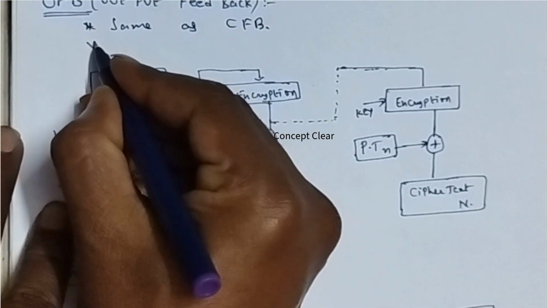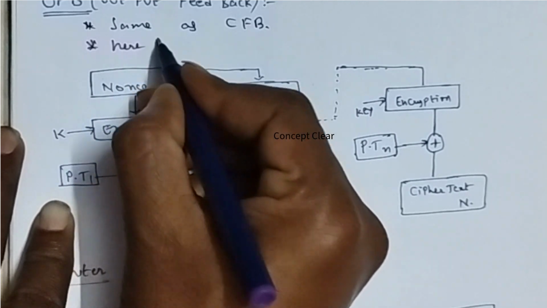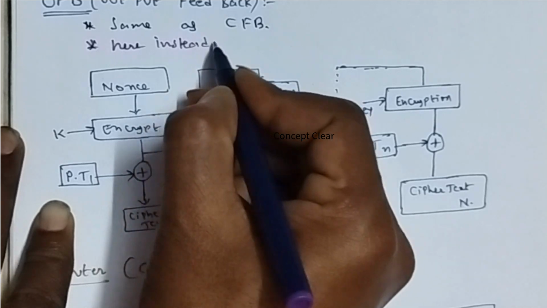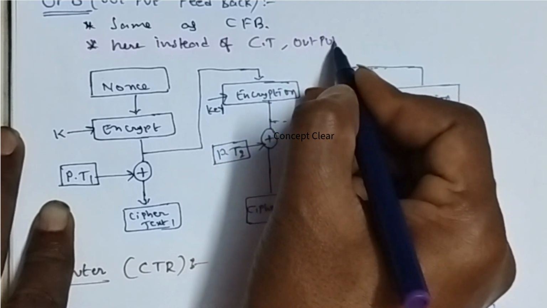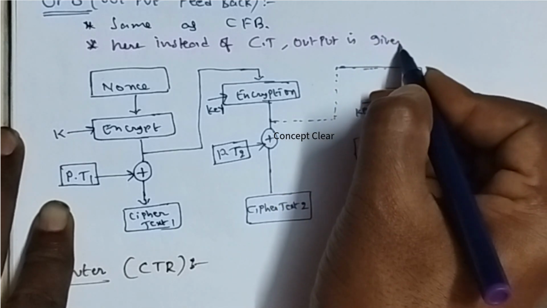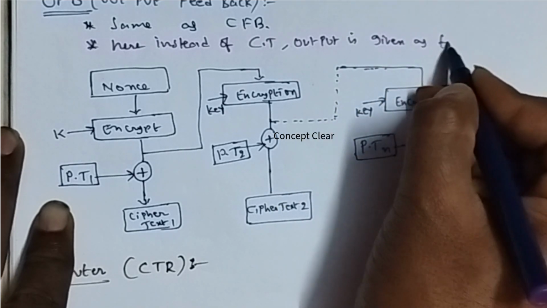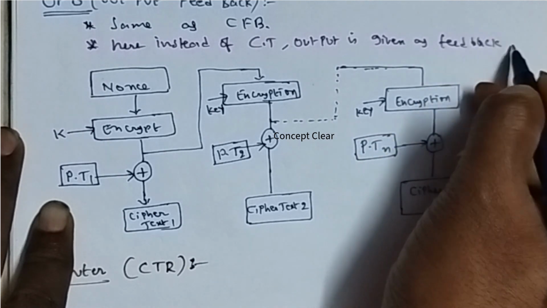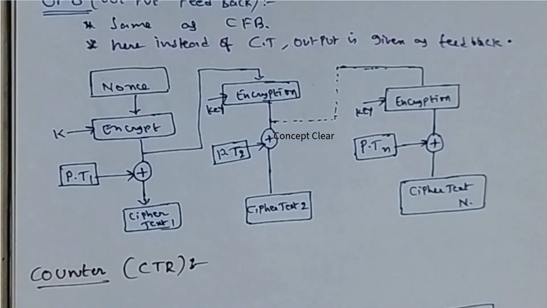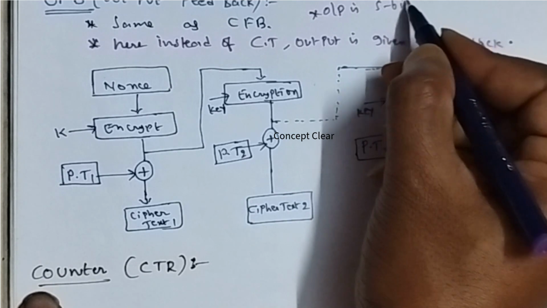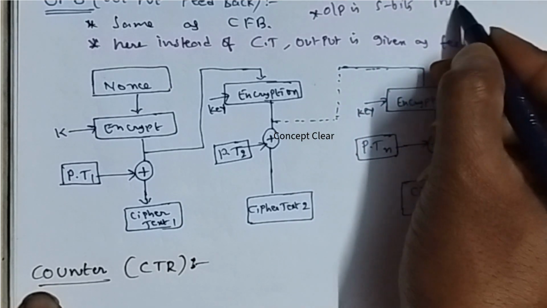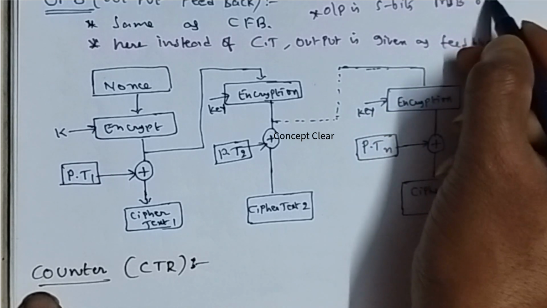Here, instead of ciphertext, the output is given as feedback. Okay. The output refers to S most significant bits. Here the next point is, the output is S bits, M as the most significant bits.